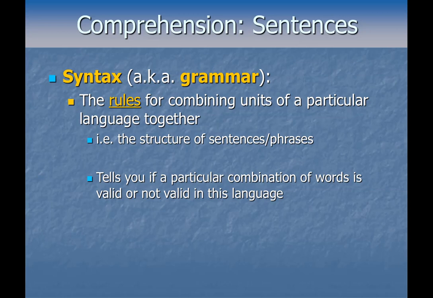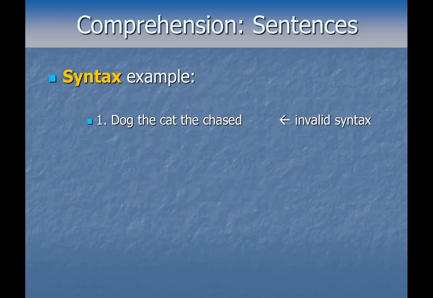So basically, syntax tells you if a particular combination of words is valid or not valid in that language, the language that you speak or the one that we're talking about. So to give you some examples to make this more clear, let's say I give you something like in number 1 here, dog, the cat, the chased.